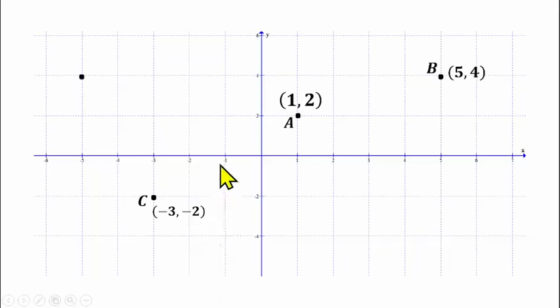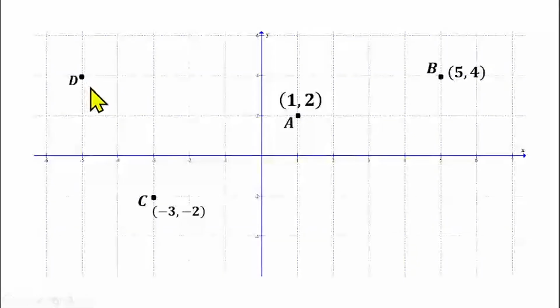Let's look at this point now. Let's say there's another point here. Let's call it point D. So can you tell me the coordinate of point D? Please figure that out quickly so that you can confirm whether you're right or wrong.